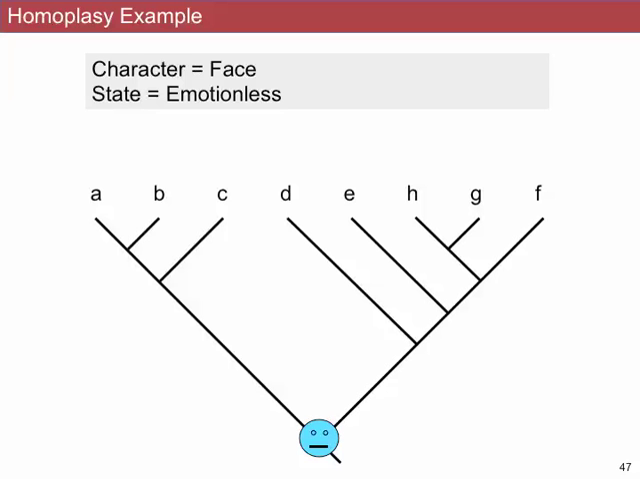When the trait was present in a common ancestor, that's called homology, shared ancestry. When traits are similar, but they originated separately, that's called homoplasy. And the traits in the different organisms are called homoplastic traits, if they originated separately, not due to common ancestry.